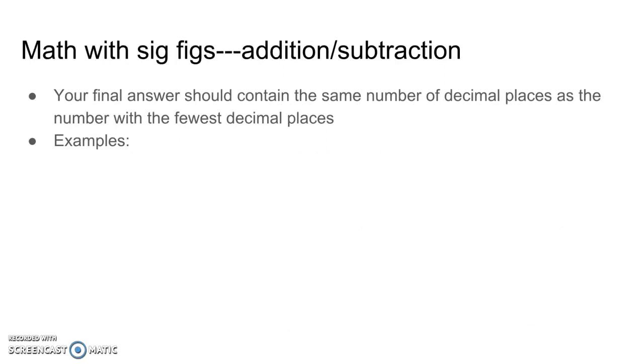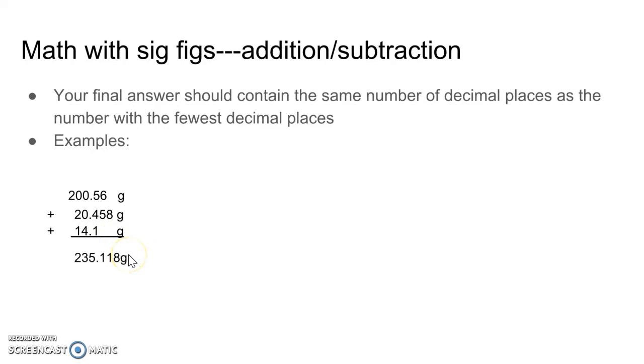Okay, so if I'm doing math with sig figs and I'm doing addition and subtraction, this is actually about the same number of decimal places. So whatever number has the fewest decimal places is what is going to determine how many decimal places in your final answer. So if I'm looking at this example, well, the 14.1 has the fewest number of decimal places, so therefore it's the one that's going to influence my answer the most.